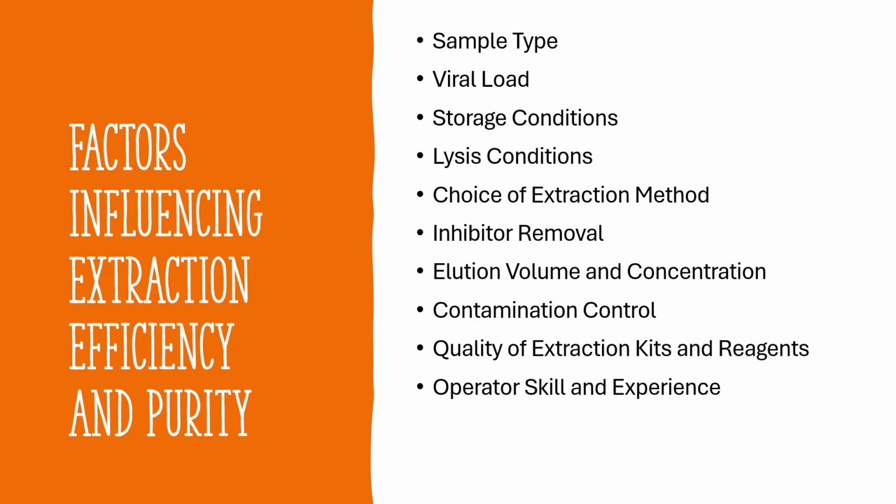Factors influencing the extraction efficiency and purity of viral genetic materials. Sample type. Variability in sample matrix, for example blood, saliva, tissue, can affect extraction efficiency. Presence of inhibitors, for example heme, humic acids, may interfere with nucleic acid extraction. Viral load. Higher viral loads typically result in greater nucleic acid yield and improved extraction efficiency, whereas low viral loads may require specialized extraction protocols or increased sensitivity in downstream assays.